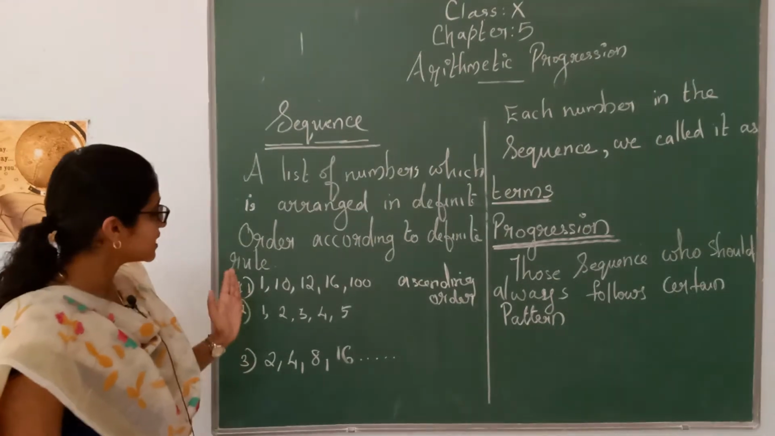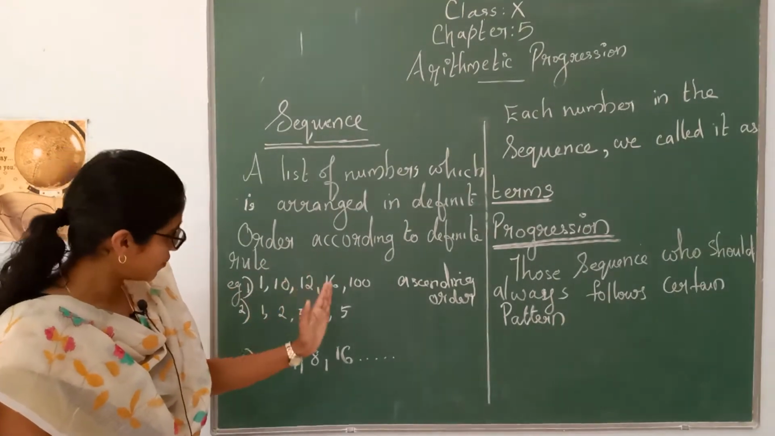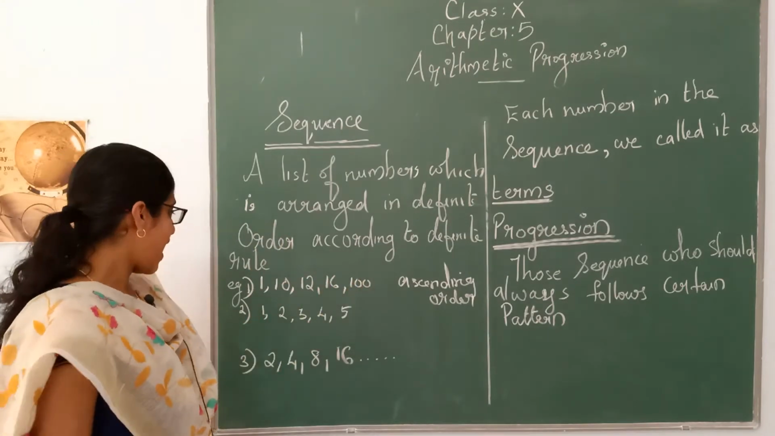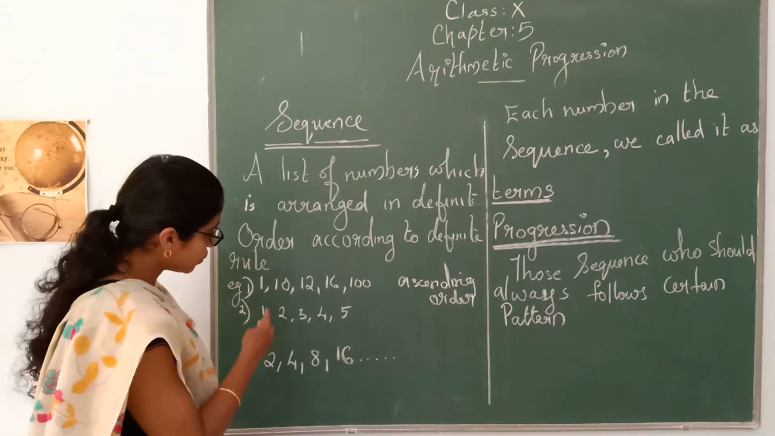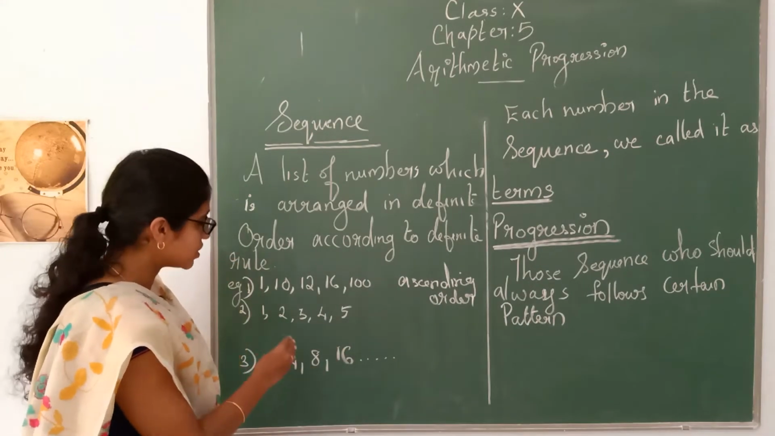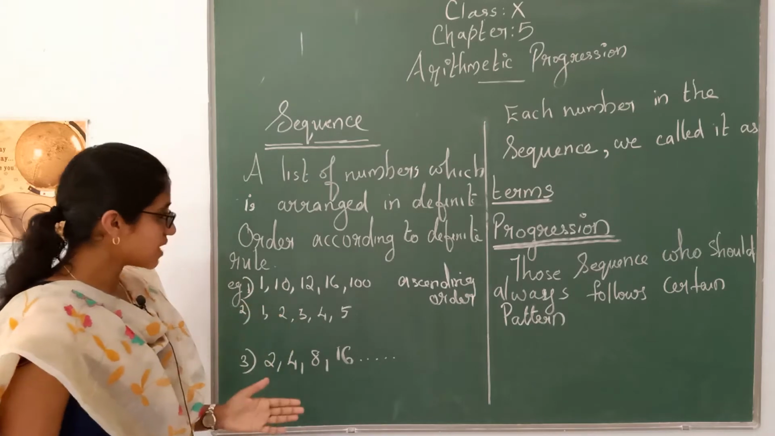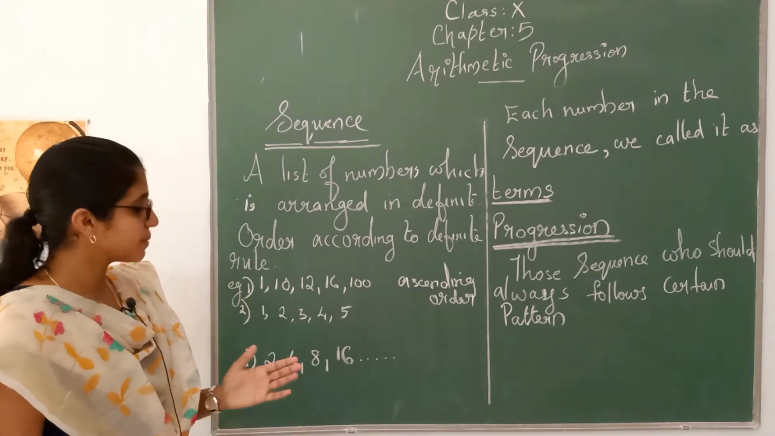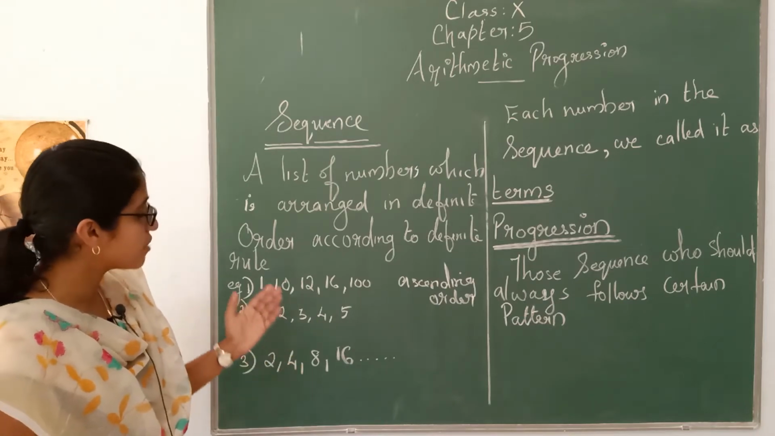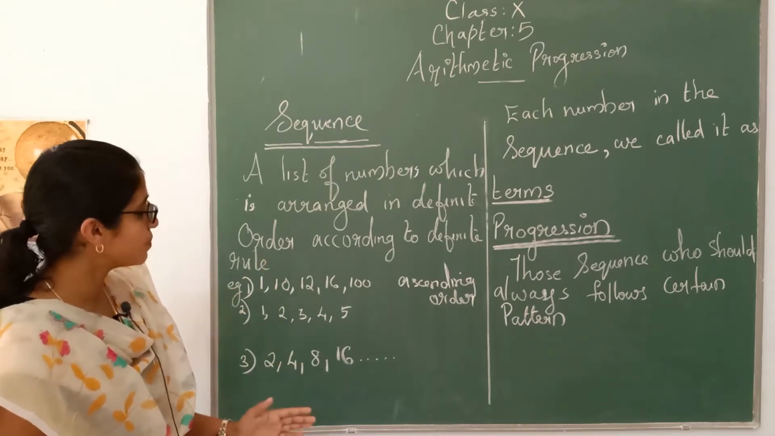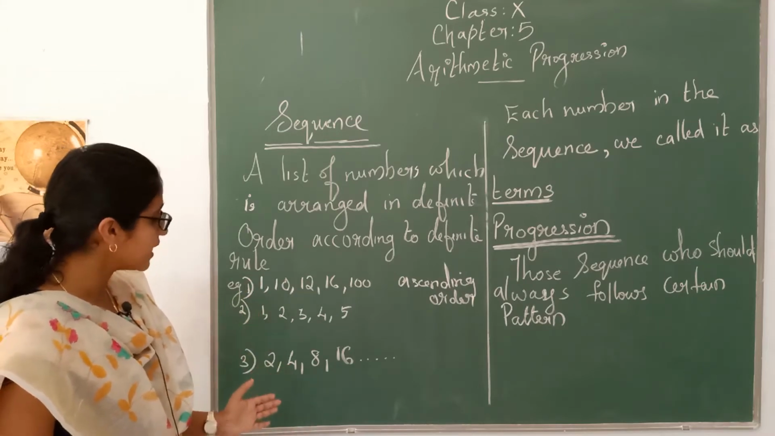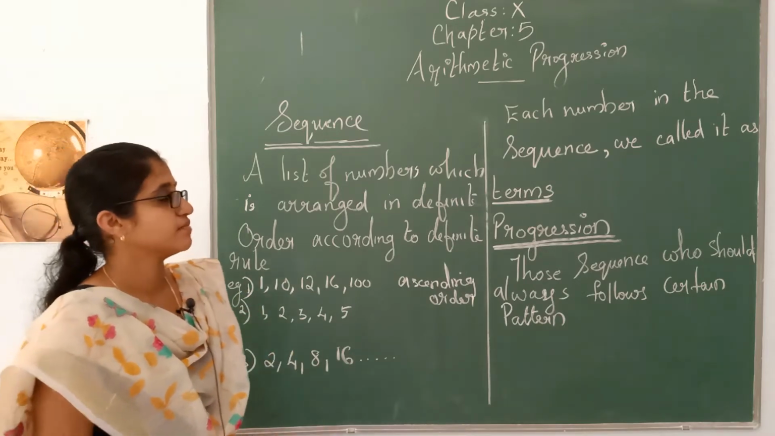Example 1: 1, 10, 12, 16, 100. These are arranged and the rule is ascending order. The second example is 1, 2, 3, 4, 5, etc. It is also arranged and the rule is that the numbers are obtained by adding 1 to the preceding number. And example 3 is 2, 4, 8, 16. These are well arranged, and each number is obtained by multiplying the preceding number by 2.